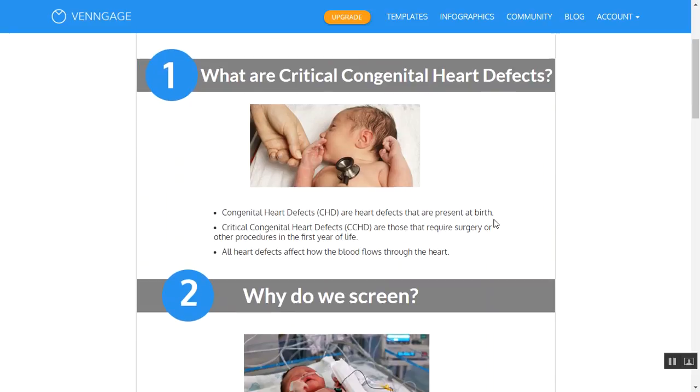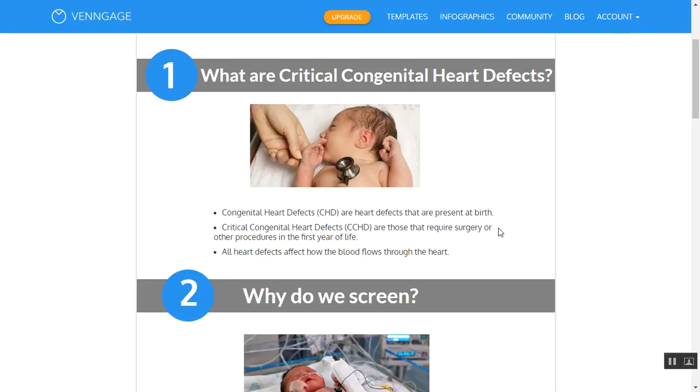If you remember from anatomy, the heart is formed by 21 days post-conception. Congenital heart defects happen when the heart forms incorrectly in utero. So, congenital heart defects are defects that are present at birth.